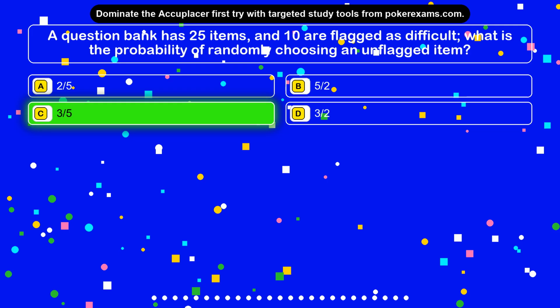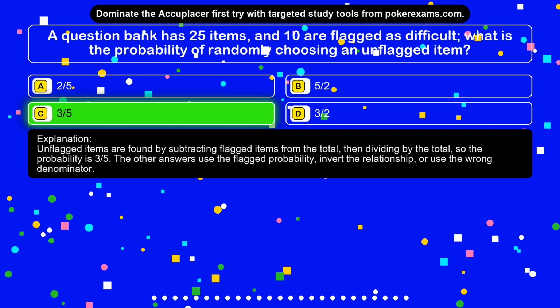The correct answer is option C, 3/5. Unflagged items are found by subtracting flagged items from the total, then dividing by the total, so the probability is 3/5. The other answers use the flagged probability, invert the relationship, or use the wrong denominator.